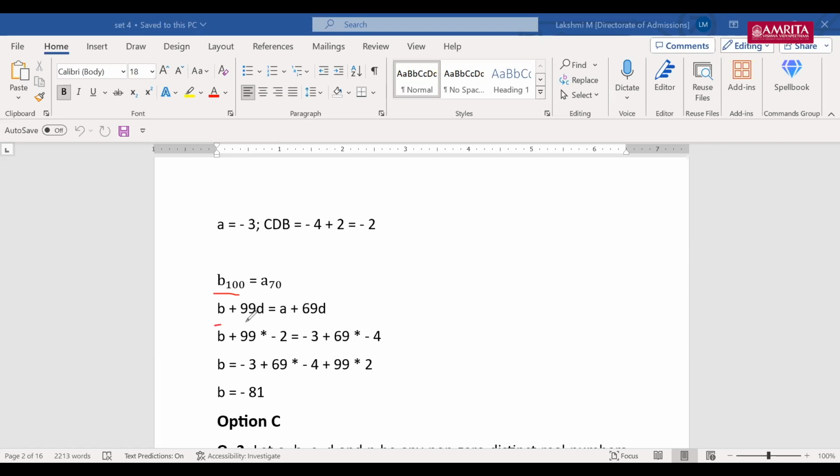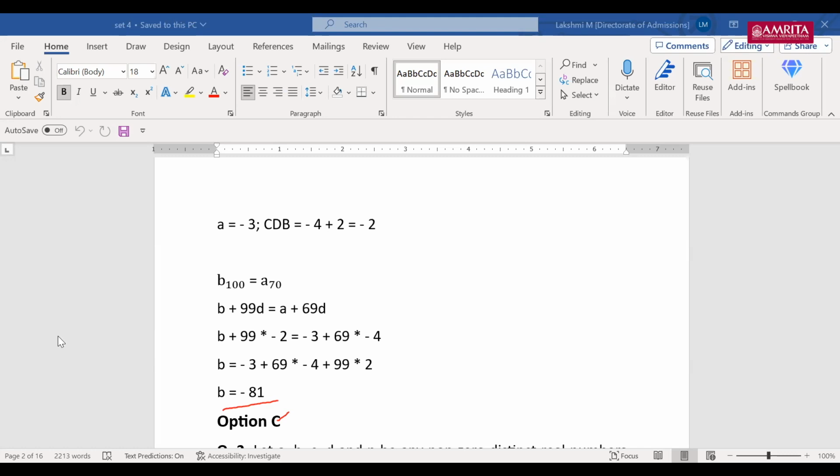B100 is B plus 99D and A70 is A plus 69D, and our aim is to find B. I have the value of D and the value of A, so I'm just going to substitute them. D is minus 2, A is minus 3, because we have already calculated these two values. I've substituted and solved, and I got B, the value of B1, is equal to minus 81, which is option C.